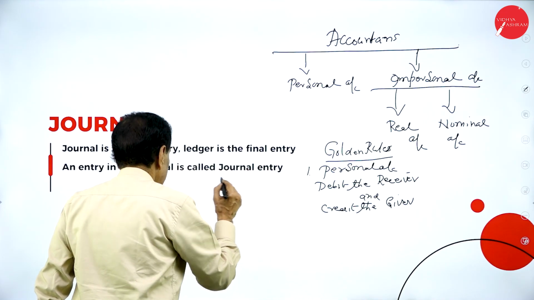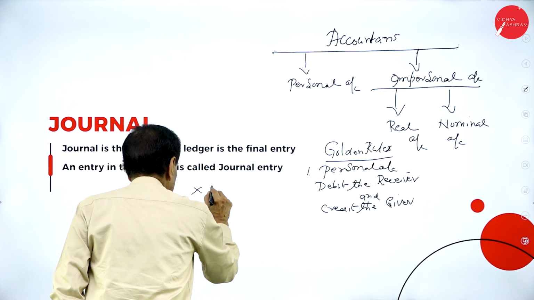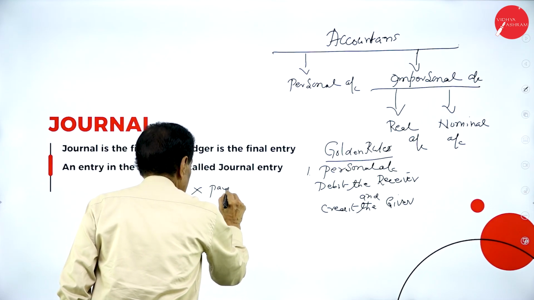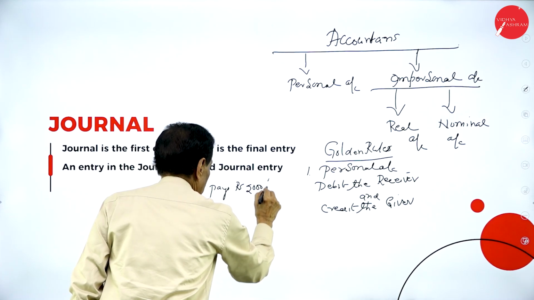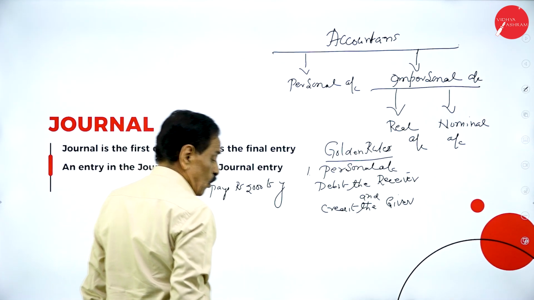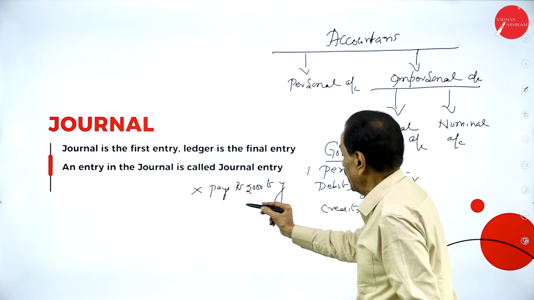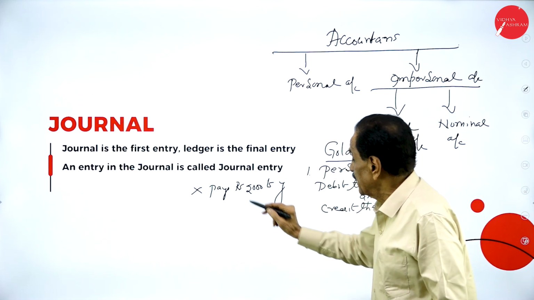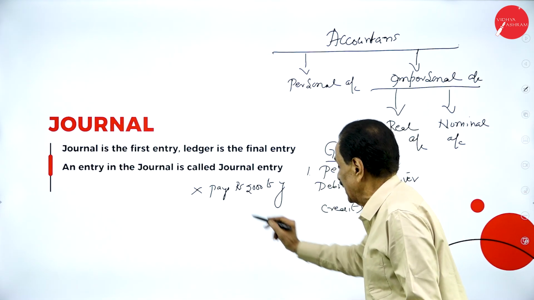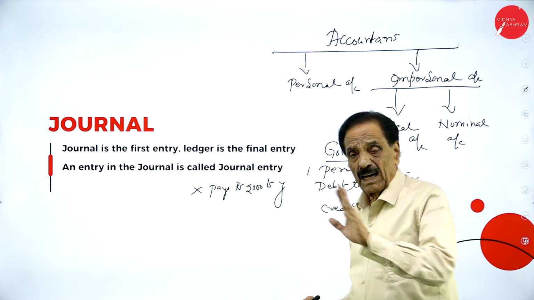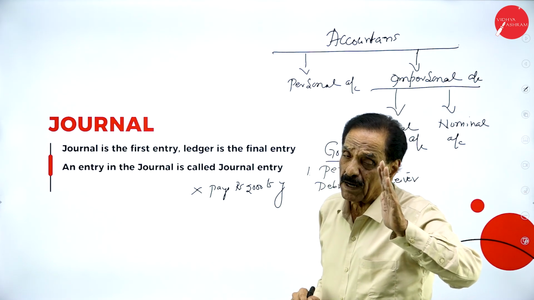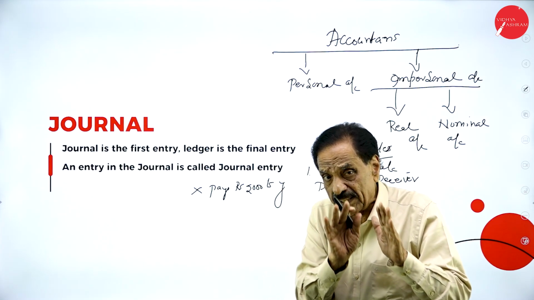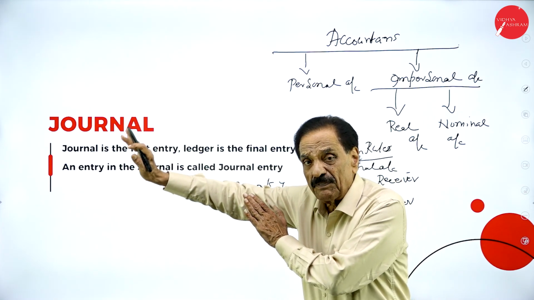Example, X pays rupees 2000 to Y. Who is the payer? X is the payer. Who is the receiver? Y. The payer should be credited. So he becomes the creditor and Y becomes the debtor. The word debtor and creditor is most important. The receiver of the benefit is the debtor. The giver of the benefit is the creditor.